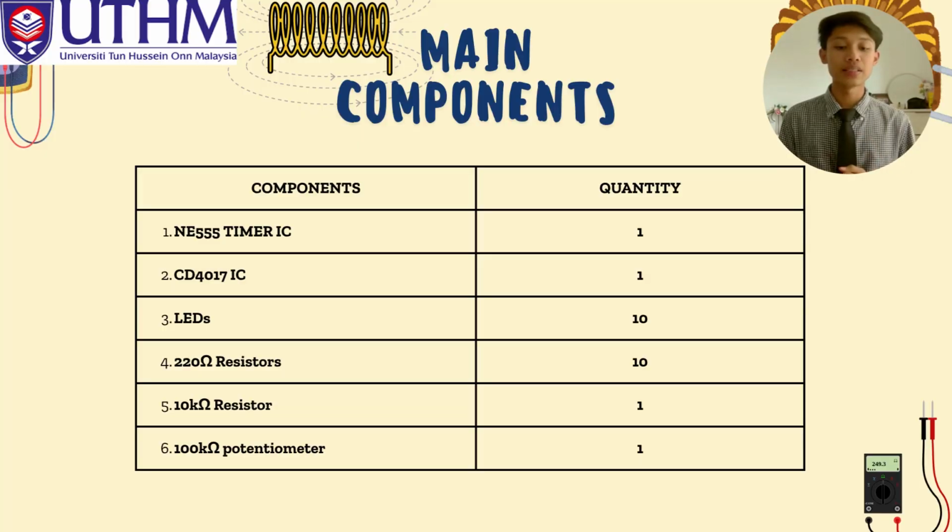Each LED is connected with a 330 ohm resistor to limit the current and protect the LED from excessive current flow. A 10 kilo ohm resistor, a 100 kilo ohm potentiometer, and a 10 microfarad capacitor are used together with the NE555 timer to determine the oscillation frequency. The potentiometer allows the running speed of the LEDs to be adjusted. Finally, a 9-volt DC power supply provides the operating voltage for the entire circuit.